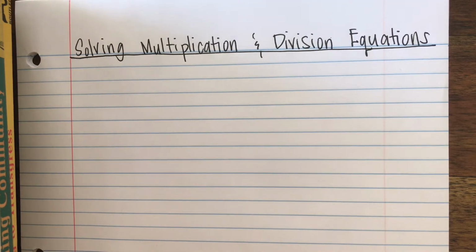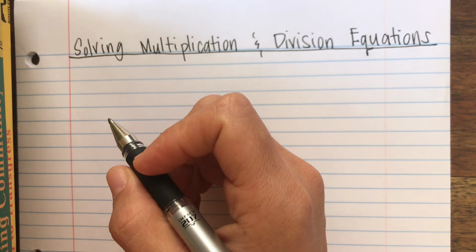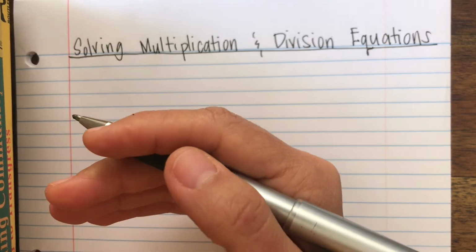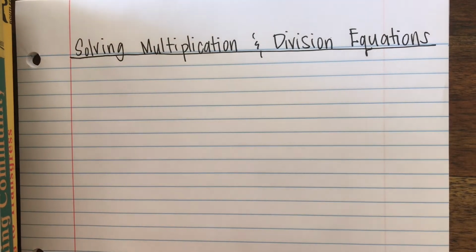Today we're looking at multiplying and dividing with an equation. We're still using the inverse operation to solve equations, and today we're going to apply the inverse operation for multiplication and division. Remember, multiplication and division are inverse operations of each other.